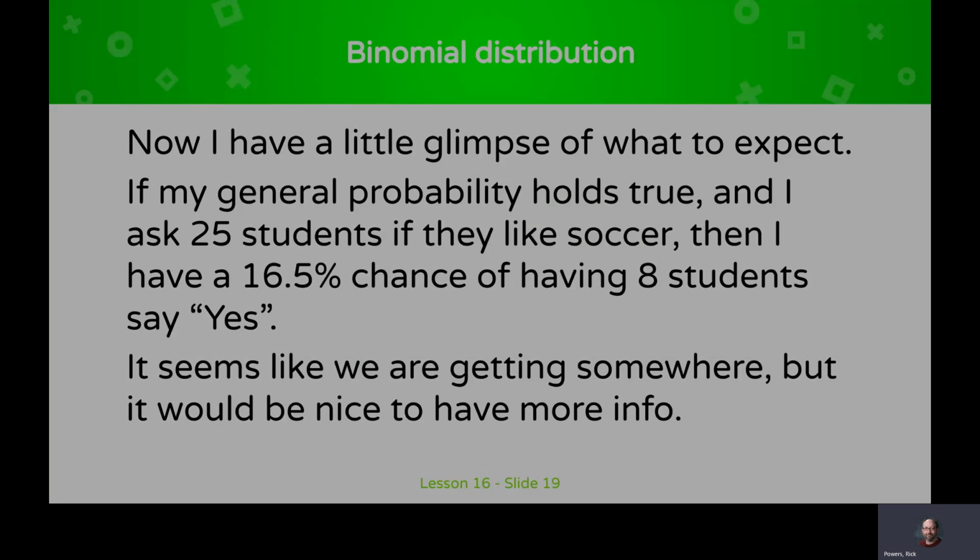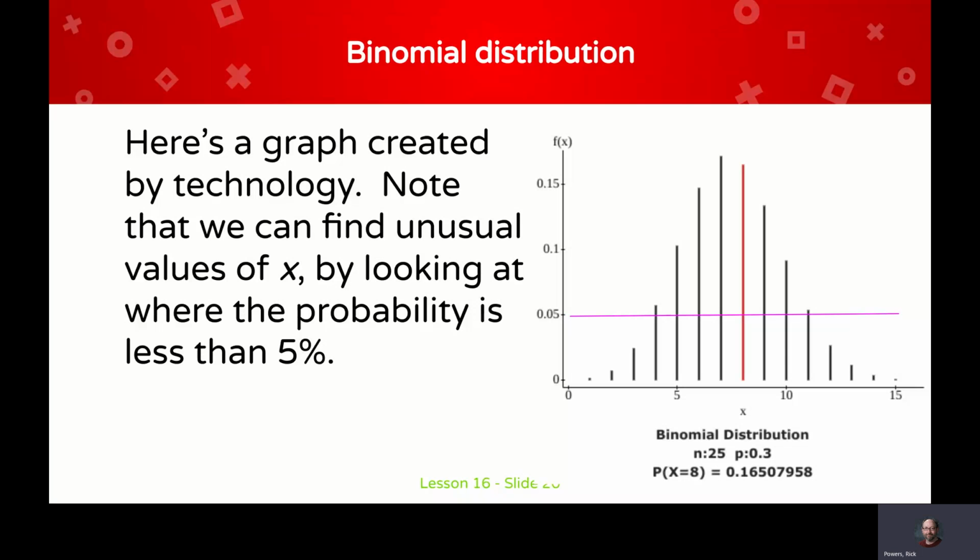Here's a graph created by technology. Note that we can find unusual values of x by looking at where the probability is less than 5%. The graph then shows the probability on the vertical axis, the values of x on the horizontal axis, and we have n is equal to 25, general probability p is 0.3, and we know that the probability that x is equal to 8 is 0.165, etc.